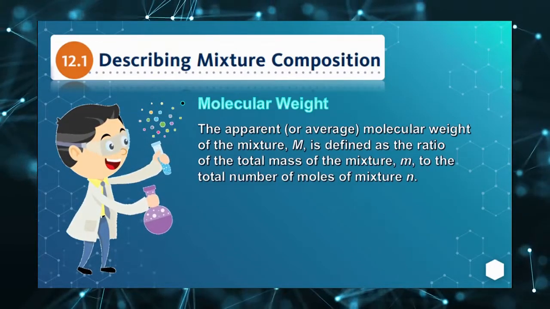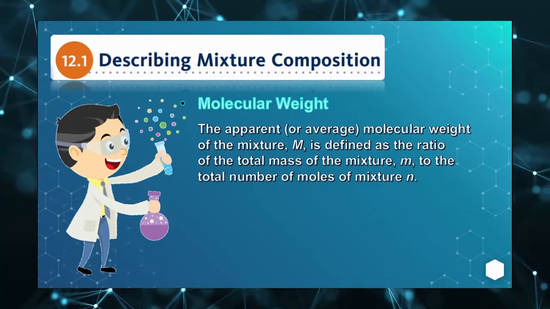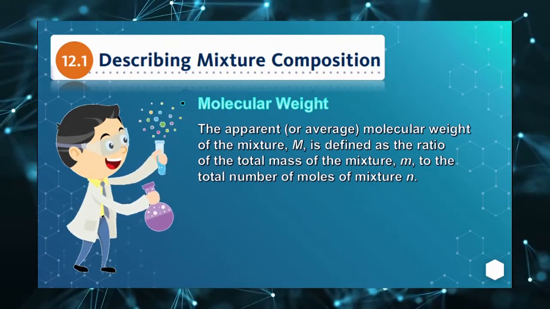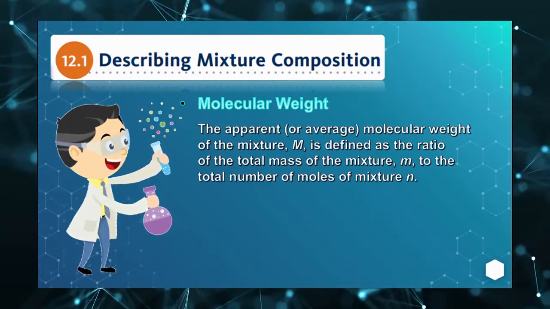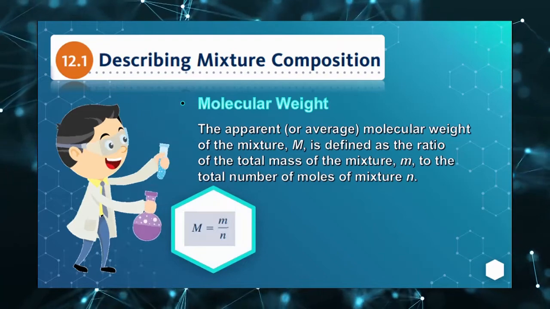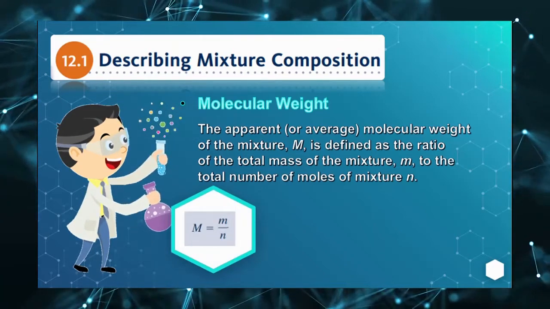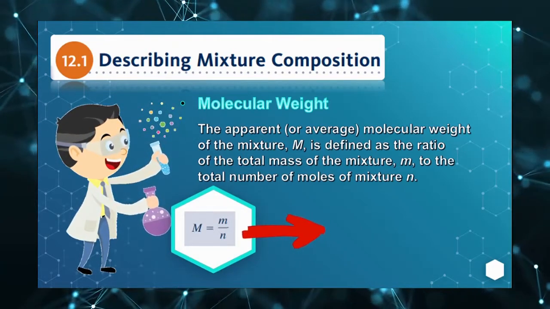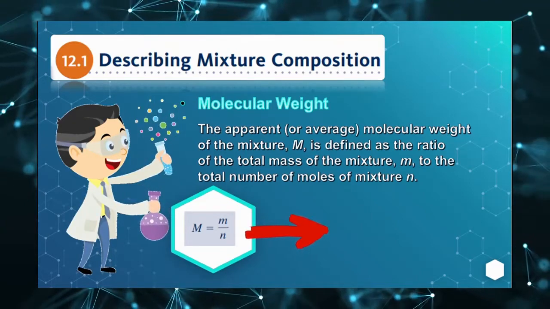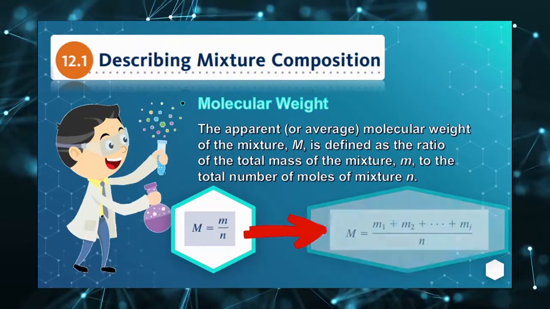The apparent or average molecular weight of a mixture, M, is defined as the ratio of the total mass of the mixture, m, to the total number of moles of mixture, n. That is the equation. Or it can be written and transformed in alternative form as this one.